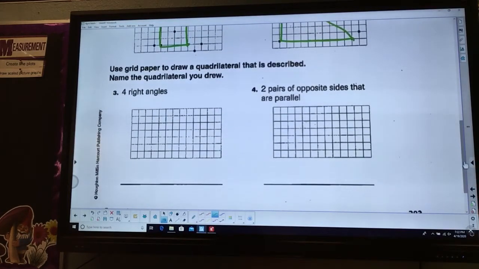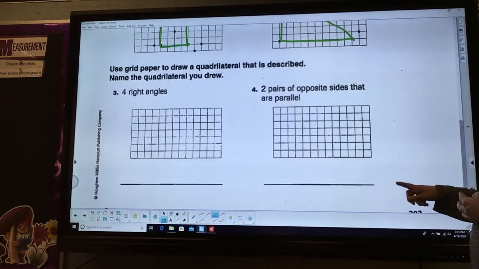The next set says, use grid paper to draw a quadrilateral that is described. Name the quadrilateral you drew. Okay, this one you're going to need to have 4 right angles. There's a couple different choices you can make on that. If you go back and you look at what we did on lesson 101, you'll see that if it has 4 right angles, it can be a square or a rectangle.